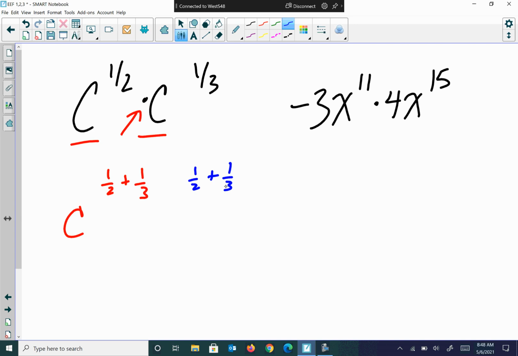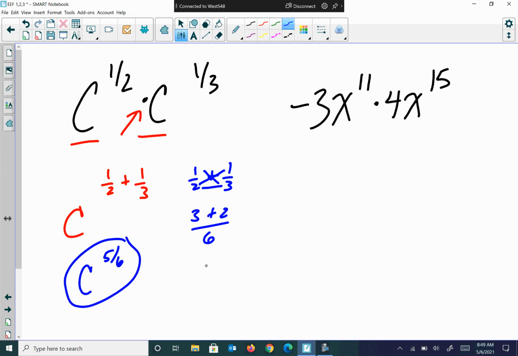You want my butterfly method, or you want to go back to 4th grade math method? Really? You want to get a common denominator? Because I like doing it this way. 3 times 1 is 3. 1 times 2 is 2. 2 times 3 is 6. So I get c to the 5/6.